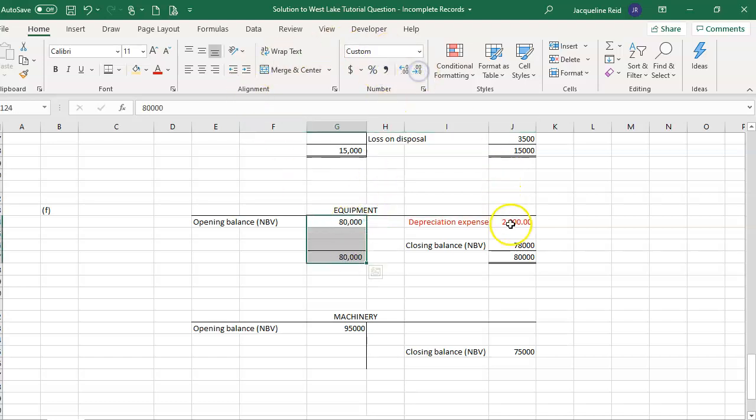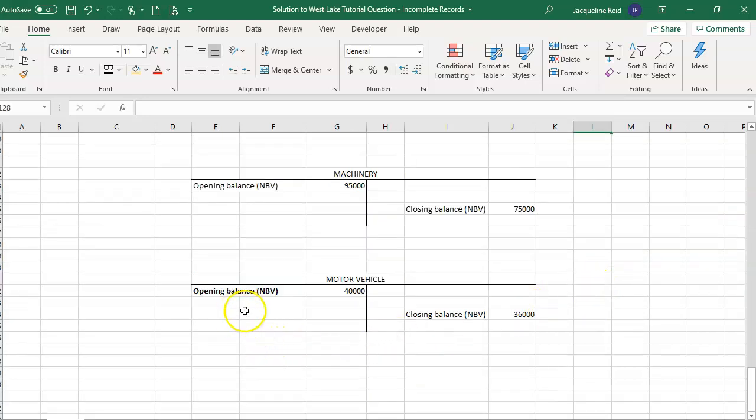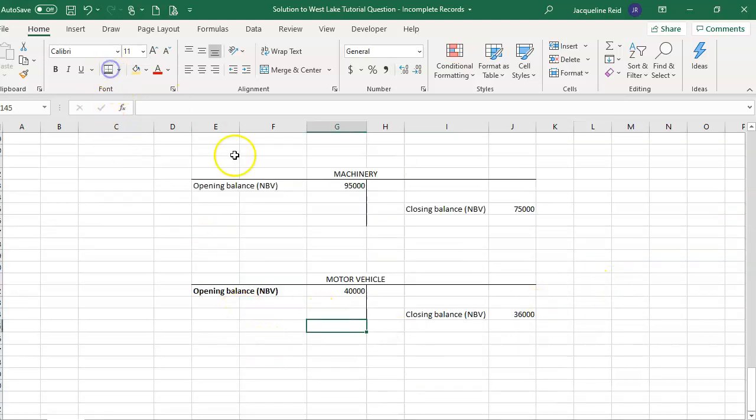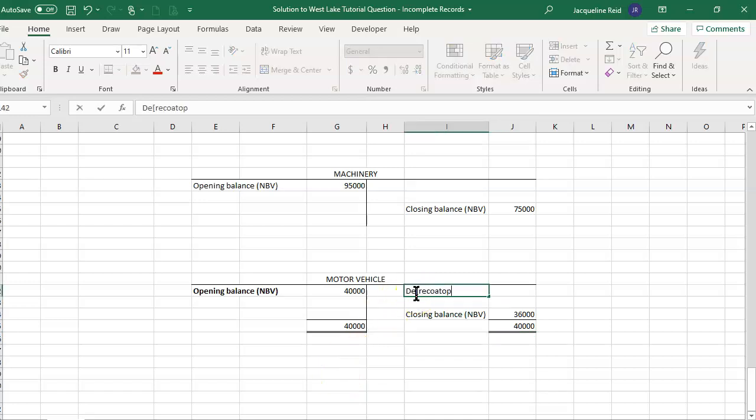Again, let me pretty it up a bit by formatting it. The same thing with the motor vehicle. The debit side is the larger side. So the credit side must reflect that total. So the difference, again, is depreciation. And this time the figure looks like $4,000.